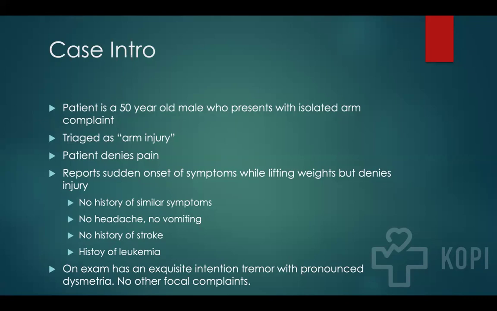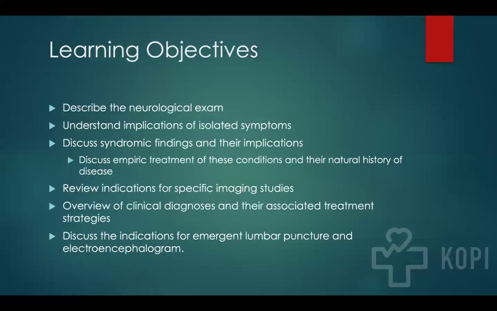On exam, he had no pain to the arm, but he had an exquisite intention tremor that had pronounced dysmetria. He was unable to engage in finger to nose, and he said that the symptoms started about an hour prior to coming in. So, think a little bit about what the differential is, and the next test you would have ordered. We're going to jump right into the learning objectives.